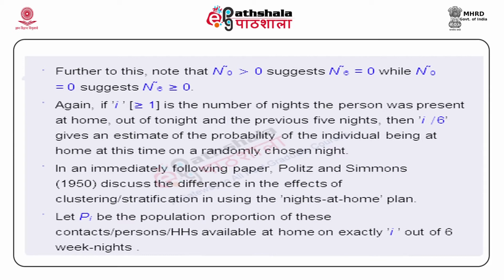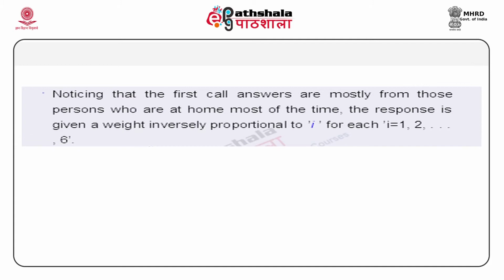Whoever is available, make this question: have you been here yesterday, etc. Yes or no. You get the 2 to the power 5 branching, and along with tonight, you get N0 tilde, N1 tilde, N2 tilde, up to N6 tilde. That is your data.